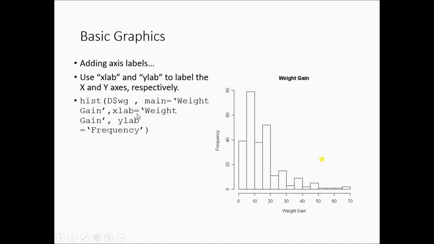And you can also give your axis labels. The first argument is the variable where you have your data. The next argument is main, the name of that particular plot. Then xlab and ylab are nothing but x labels and y labels. So now we can see weight gain in the x label, exactly there on my x axis, and frequency is the y label, on my y axis.